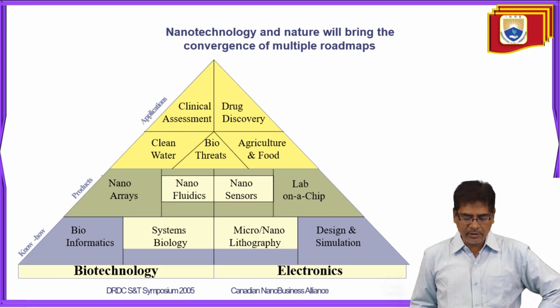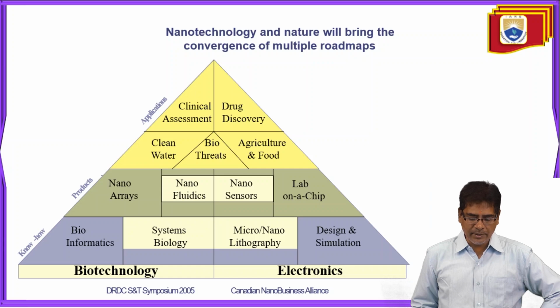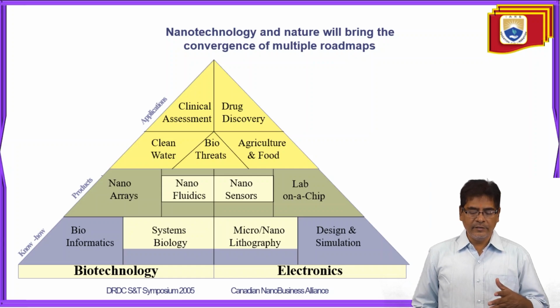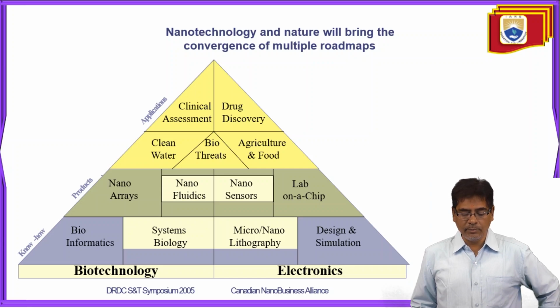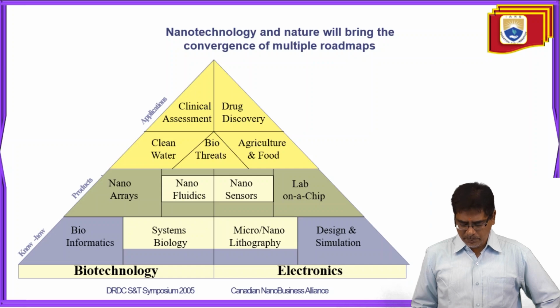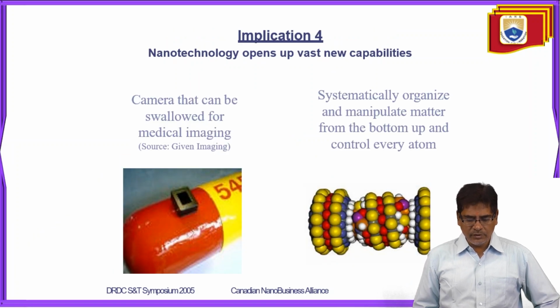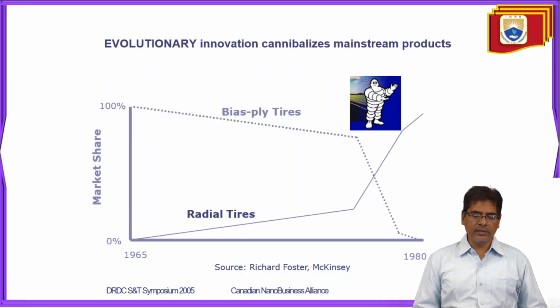So this is what nanotechnology and nature will bring: the convergence of multiple roadmaps. We have biotechnology, we have electronics, and we have bioinformatics and systems biology, whereas in electronics we have micro or nanolithography and design and simulation, and others, the lab on chip and nanosensors, right? This is the impact: nanotechnology opens up new capabilities, and this is the evolutionary part.